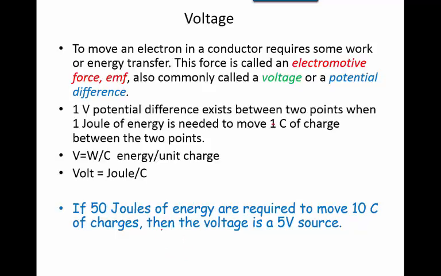So here's my example. If it takes 50 joules of energy to move 10 coulombs of charge, then the voltage is 5 volts, because voltage is energy, 50 joules, divided by 10 coulombs. So that's 5 joules per coulomb, which equals 5 volts. So 5 volts of potential difference exists wherever this charge difference is sitting in a circuit. Could be like a 5-volt battery.